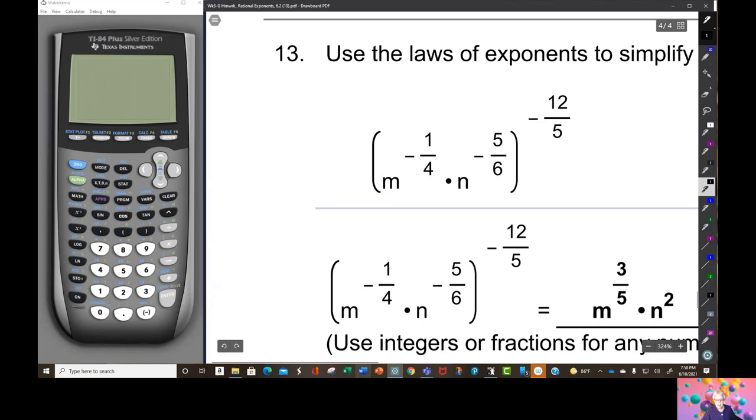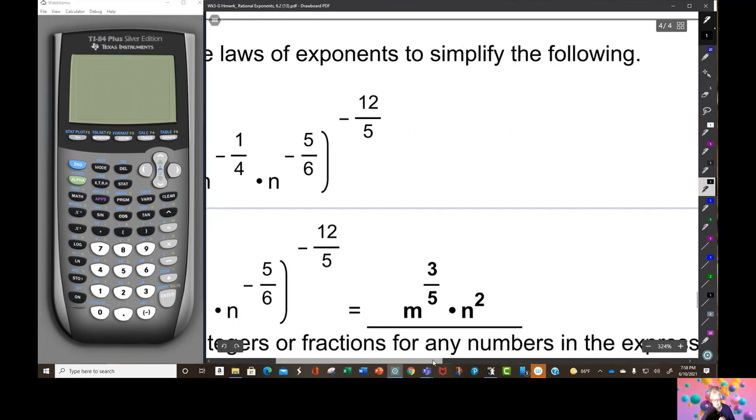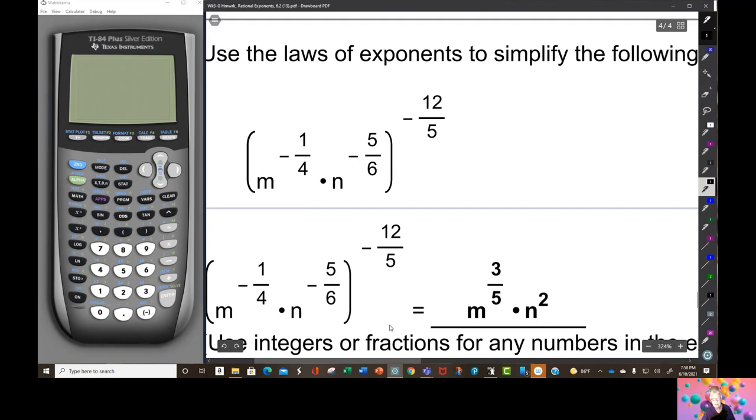Now look at that. Is it even possible to do that? Yeah, it is. Let's do it. Basic rule, when you have a base raised to a power again, you multiply the powers. Here the bases are different, so I can't combine them.